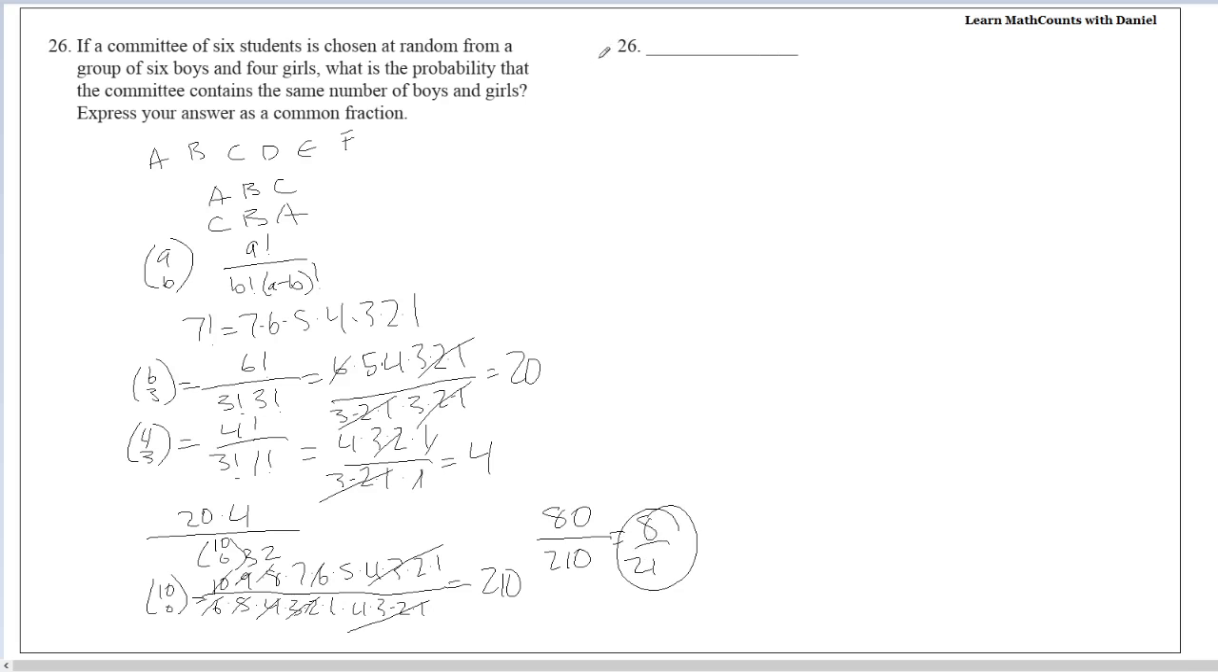Alright, let's do a second practice problem. Let's say that now we have 7 boys and 4 girls. And again, we want the same 6-person committee with the same number of boys and girls. So what is the probability now? I'll give you a few seconds. This might be where you pause the video. Alright, so let's work through this.